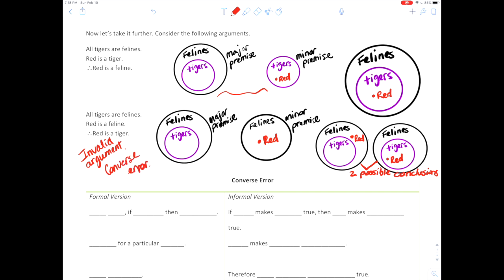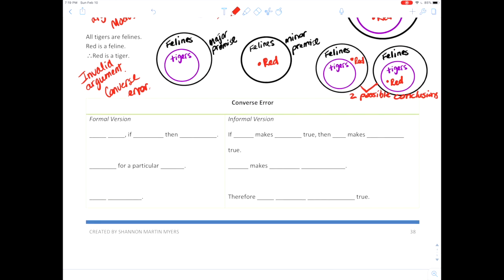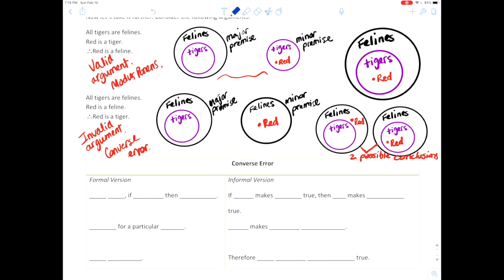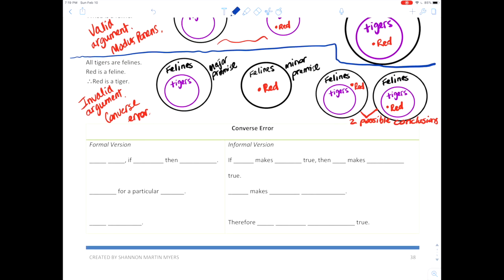The first one was a valid argument. And this valid argument was using what? Beautiful. Modus ponens. All right. So let's take a look at the official converse and inverse errors. So we've done an example of a converse error. And let me draw a line here so you can see where the two problems separate.